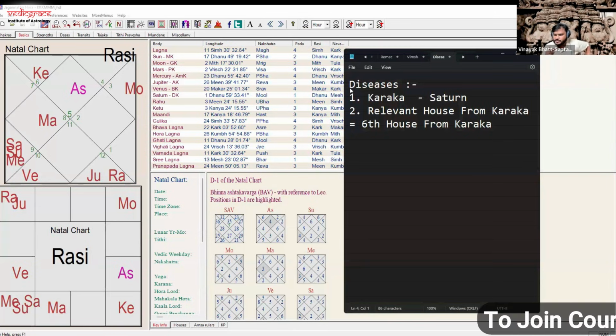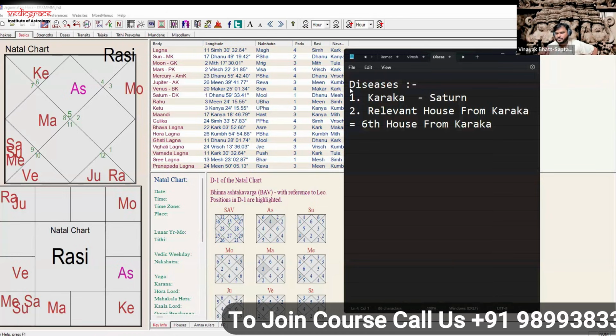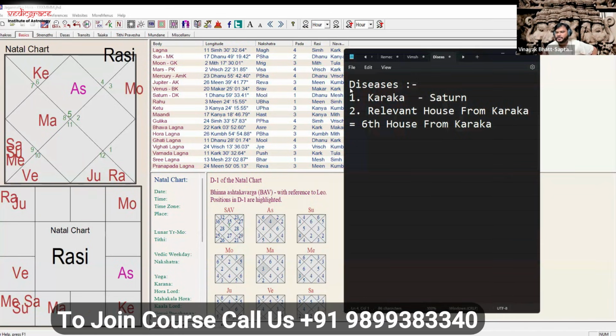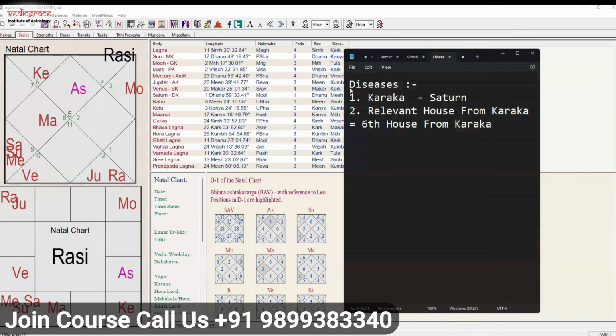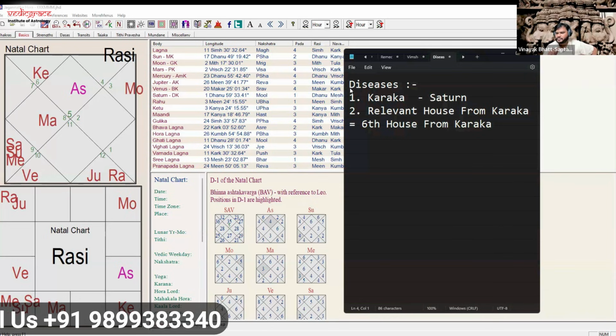Now, this second point is the base of this whole course. This is the base of Parashari also. This is given in BPHS itself. There is a complete chapter on it. But we have not studied it, and your teacher is also not teaching you. They directly jump to Lagna.